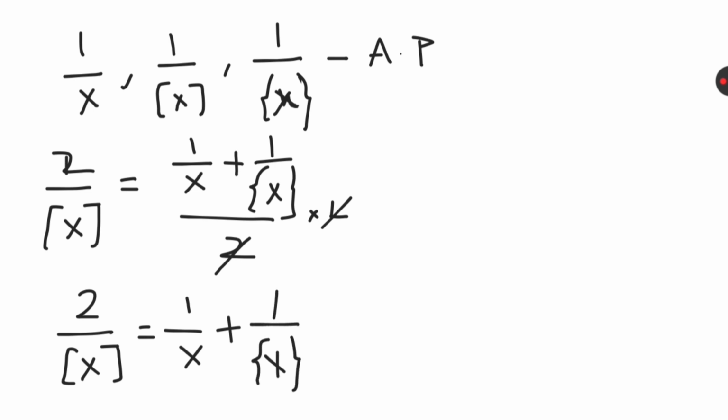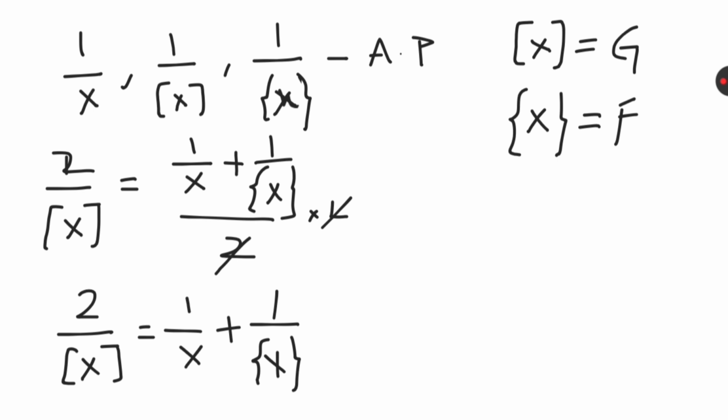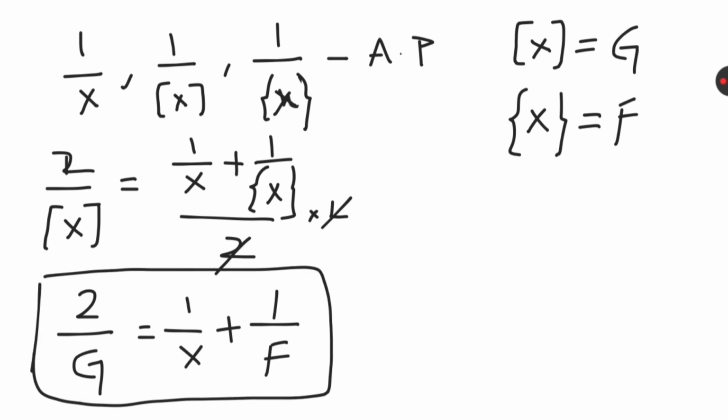Writing the greatest integer function and fractional function every time is difficult, so let us consider the greatest integer function of x as G and the fractional function of x as F. Then this equation becomes 2 over G equals 1 over x plus 1 over F. From here we need to find the real values of x. How can we find the real values of x?